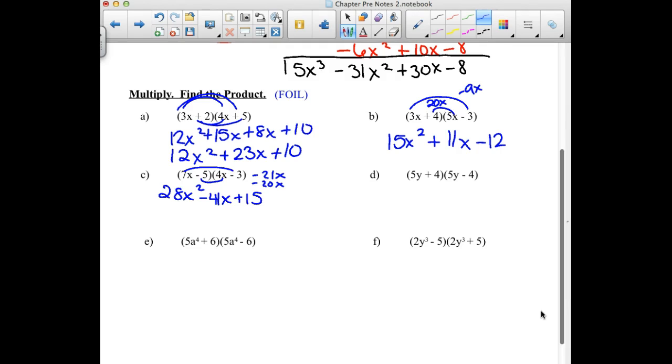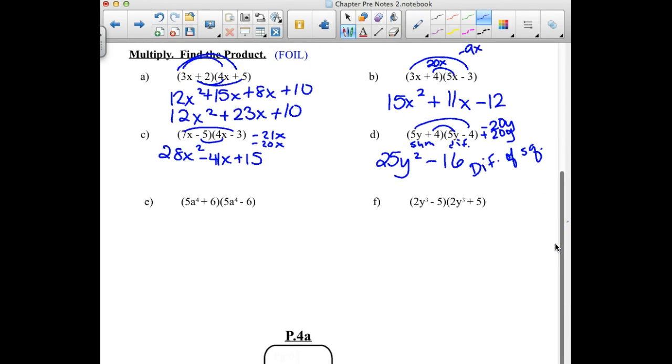5y times 5y for our first term is 25y squared. Outsides gives us negative 20y. Insides gives us a positive 20y, which cancel each other out. And then our last, the 4 times the negative 4, would be negative 16. This is called a difference of squares. We have a perfect square minus a perfect square, and it comes from this sum and difference pattern.